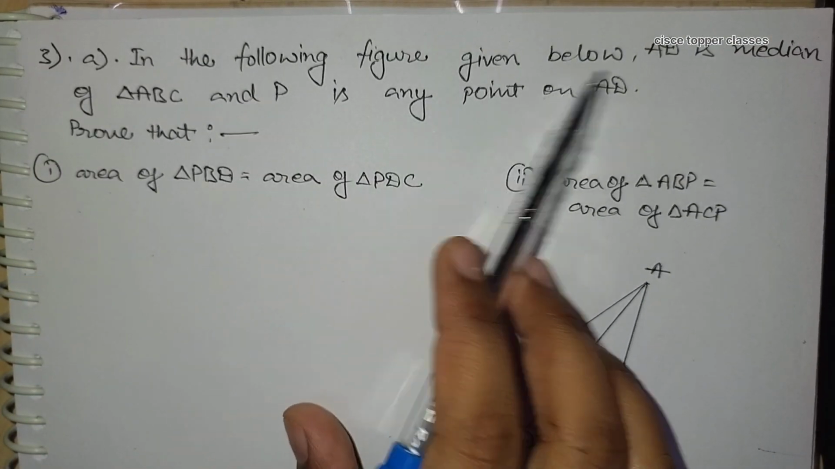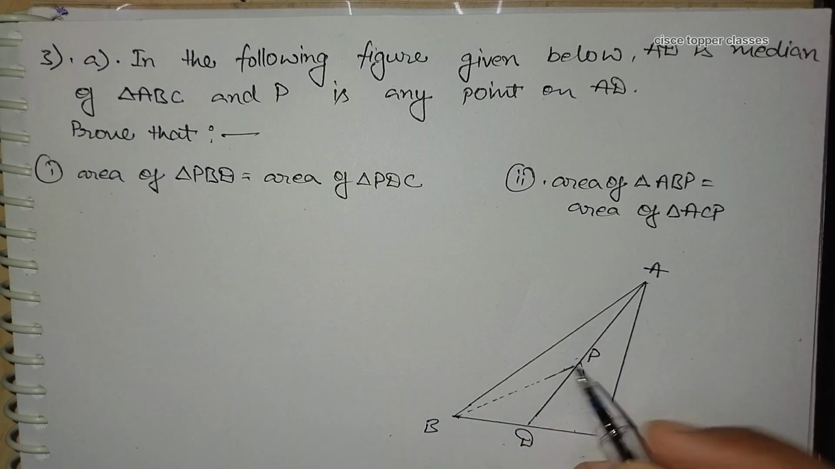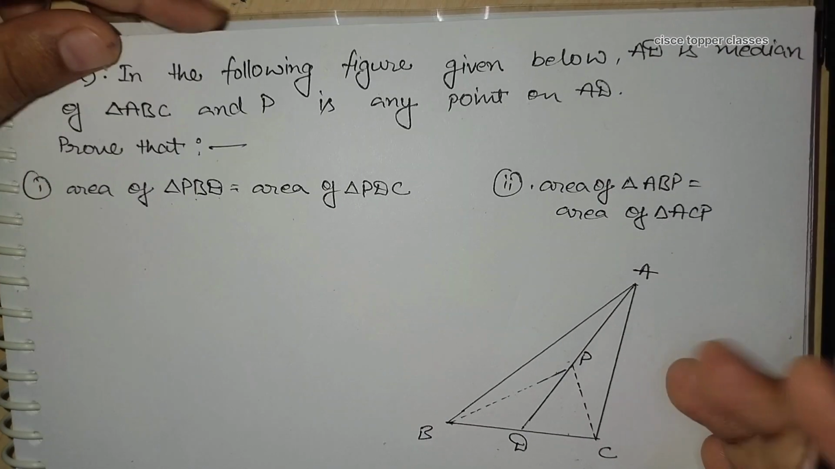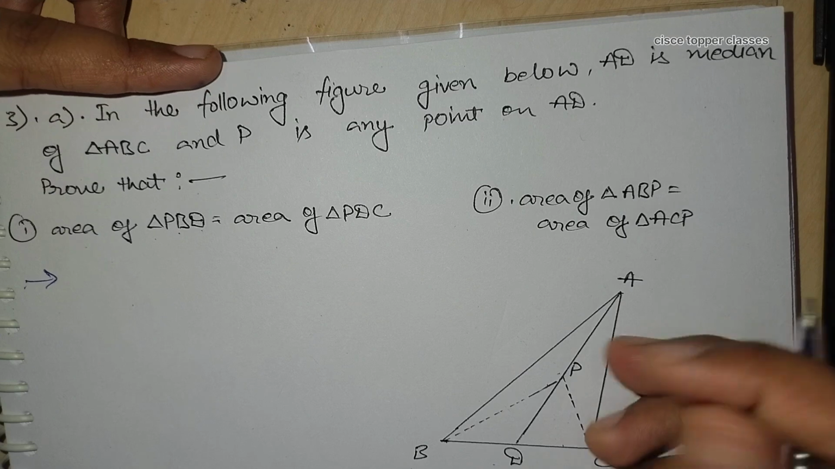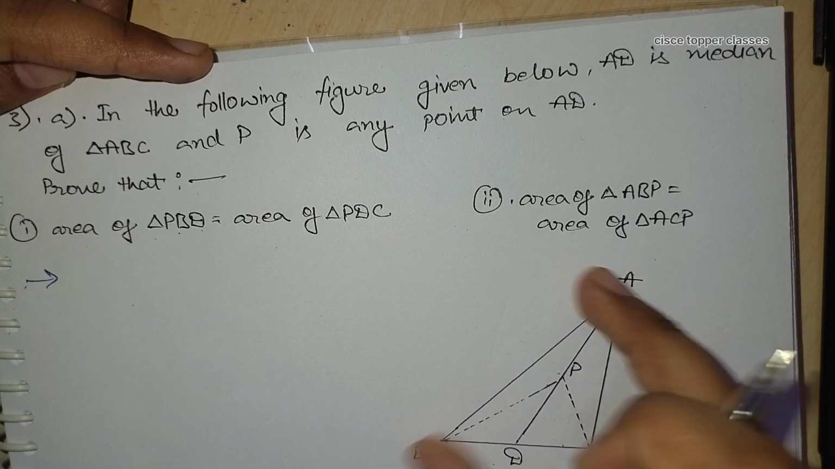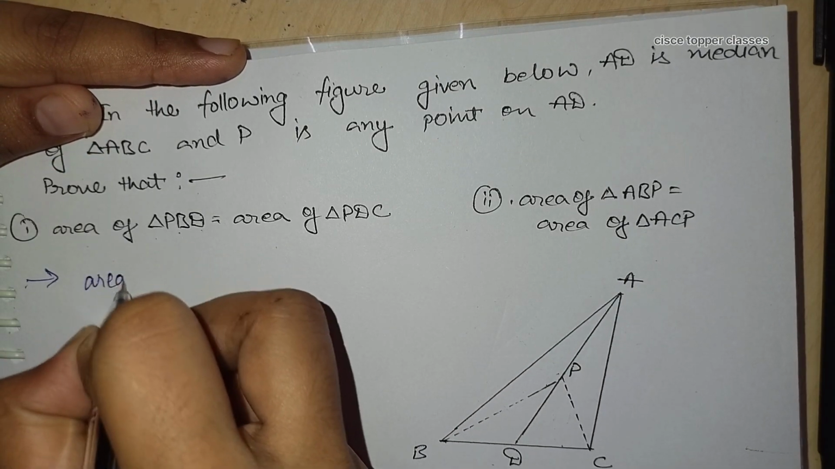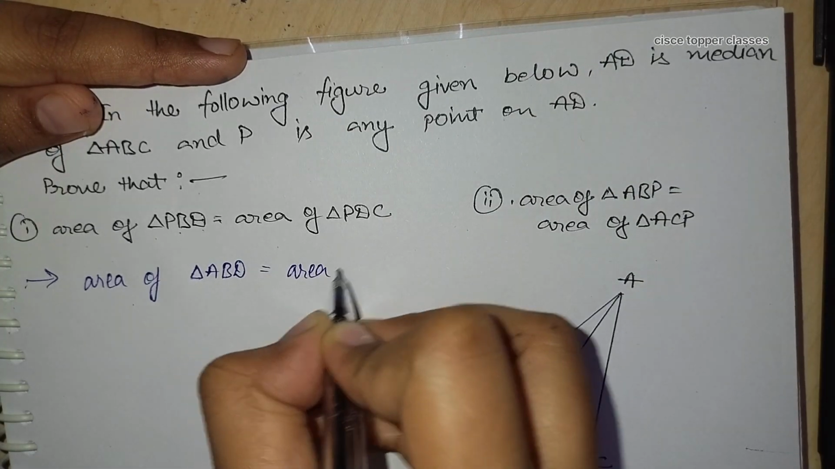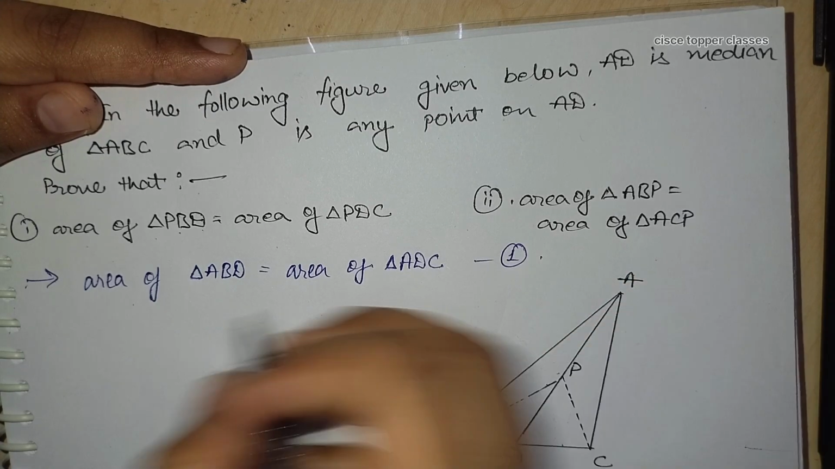In the following figure given below, AD is a median of triangle ABC and P is any point on AD. Then prove that the area of triangle PBD is equal to the area of triangle PDC. Here we have AD as the median of triangle ABC, so we can simply say that the area of triangle ABD is equal to the area of triangle ADC, because these are both congruent triangles if AD is the median. Let it be the first equation here.